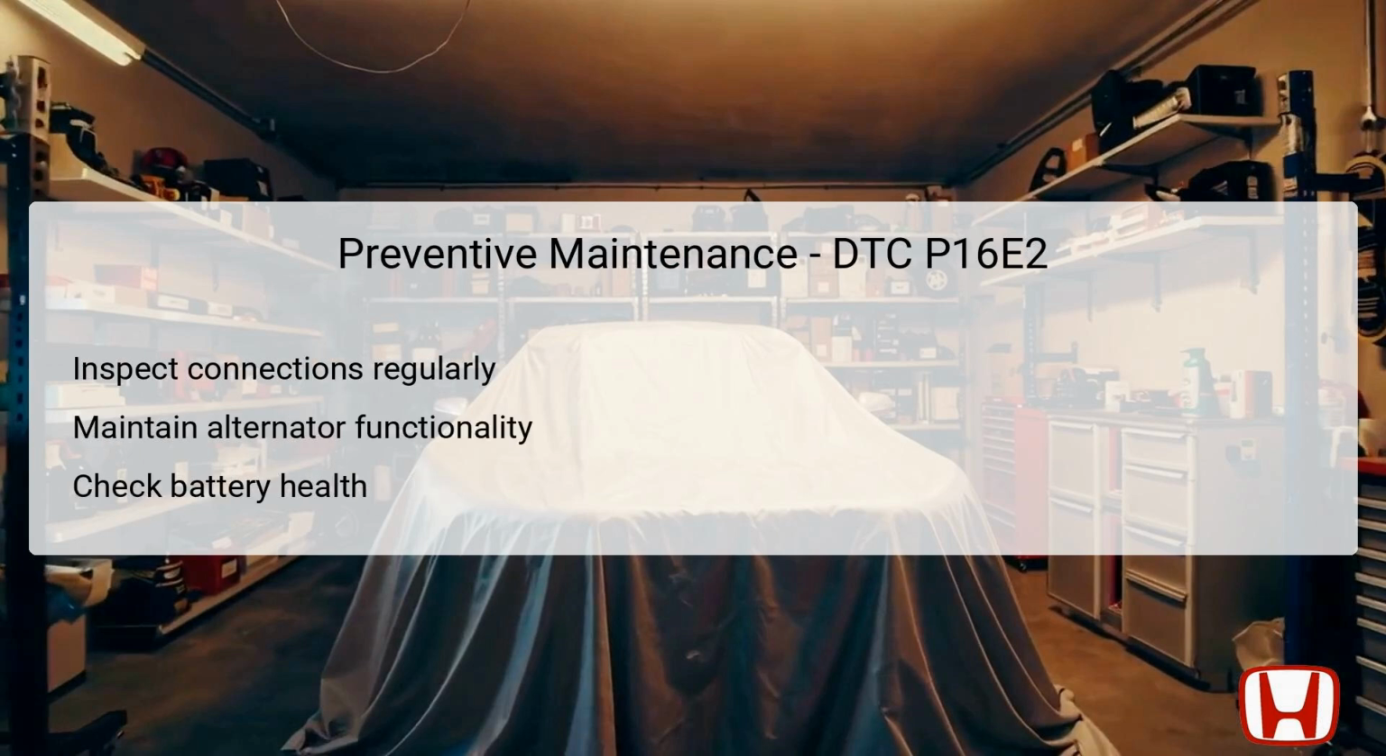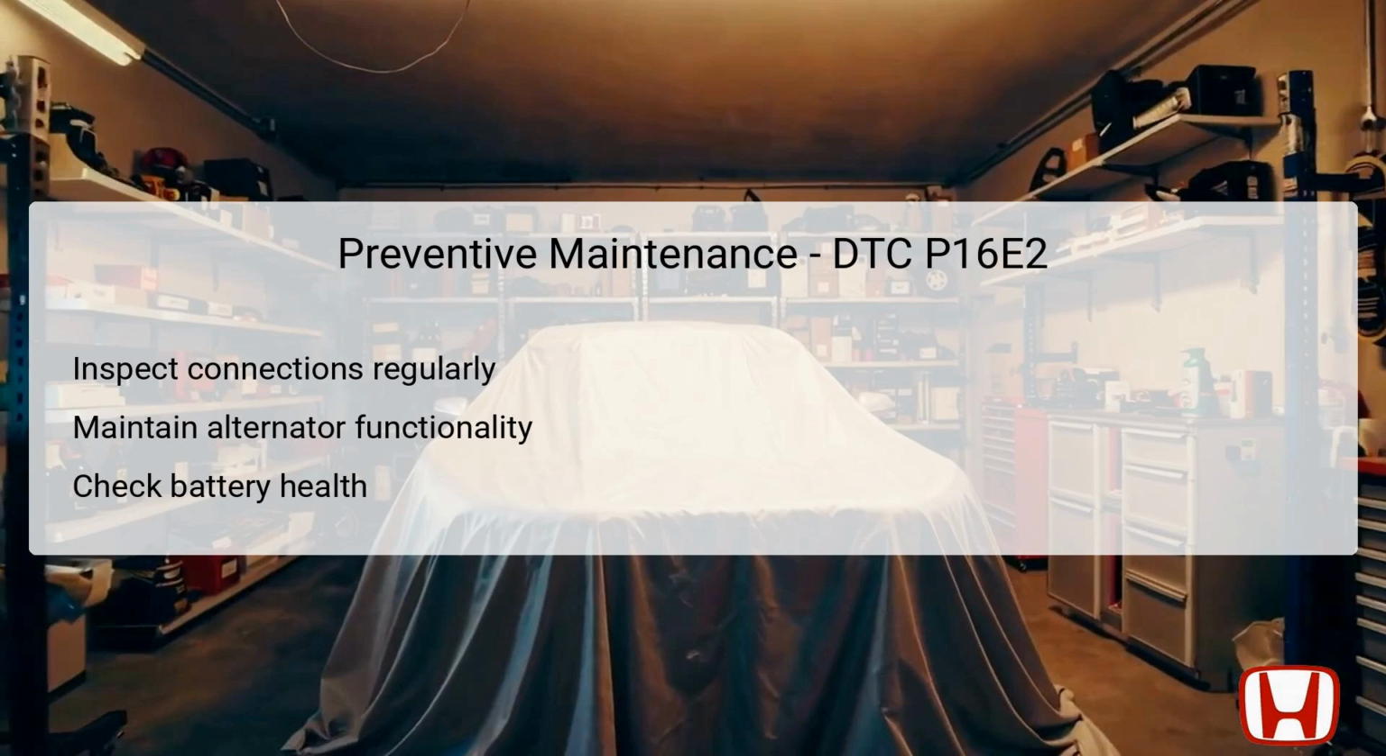and safety. To prevent recurrence of DTC P16E2 and maintain vehicle integrity, implementing a preventive maintenance routine becomes essential. Regular inspections of electrical connections, specifically at the alternator and associated terminals, can help identify loose or corroded connections early. This proactive approach aids in maintaining good electrical flow, ensuring optimal system performance.